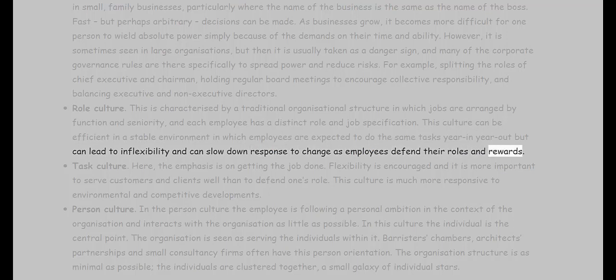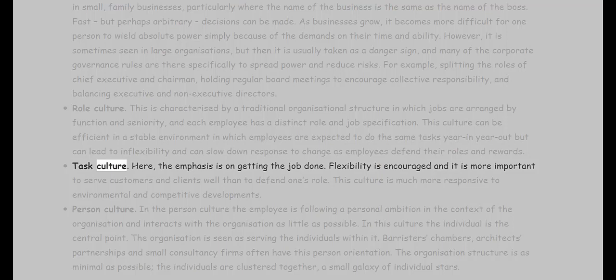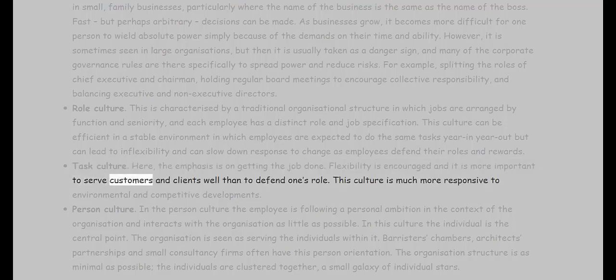Task culture. Here, the emphasis is on getting the job done. Flexibility is encouraged and it is more important to serve customers and clients well than to defend one's role. This culture is much more responsive to environmental and competitive developments.